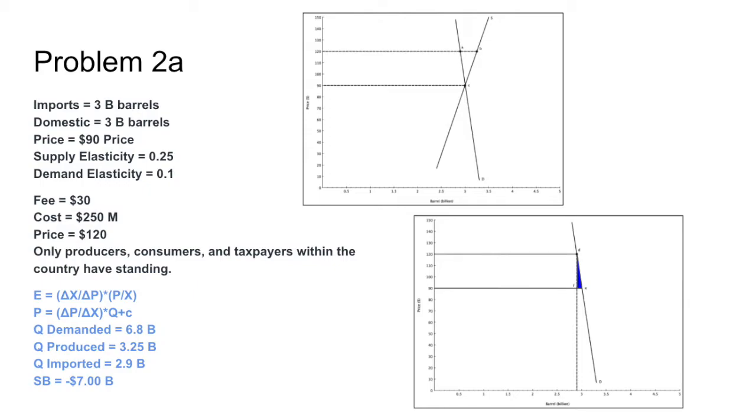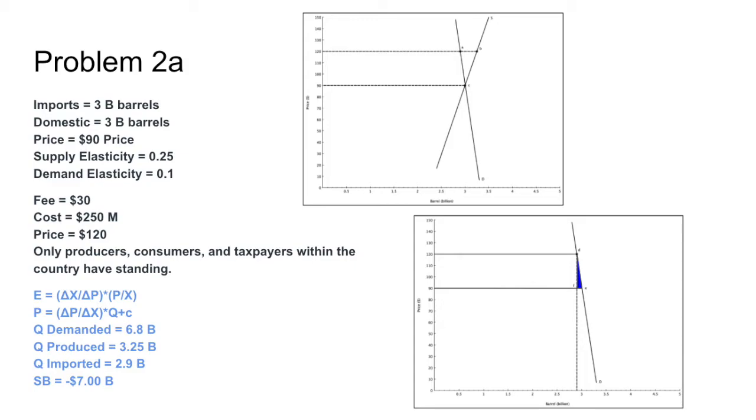With the prices set at $120, the market demands 2.9 billion barrels of oil from each of the domestic and international suppliers, totaling 6.8 billion barrels in demand. The quantity of domestic oil supplied follows the domestic supply curve to 3.25 billion barrels, and the import supply curve shifts upward to match the price of $120, and a subsequent quantity of 2.93 billion barrels occurs.